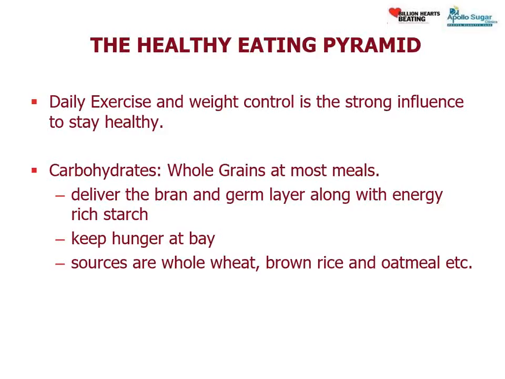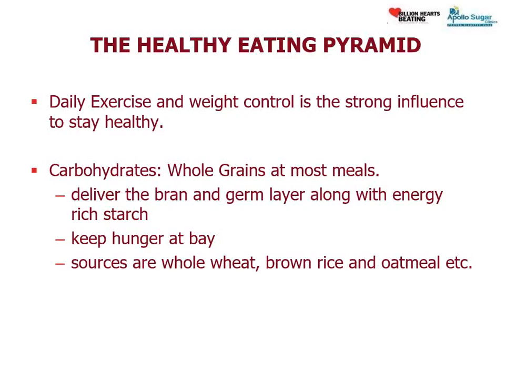Carbohydrates: whole grains at most meals. It delivers the bran. Why we are talking about whole grains all the time is because the bran, the fiber that is all along available with the carbohydrates, will entrap the sugars in between, because whatever food we take gets converted into sugars. So it will entrap the glucose in between and release the sugar peaks very, very slowly. It keeps the hunger at bay.